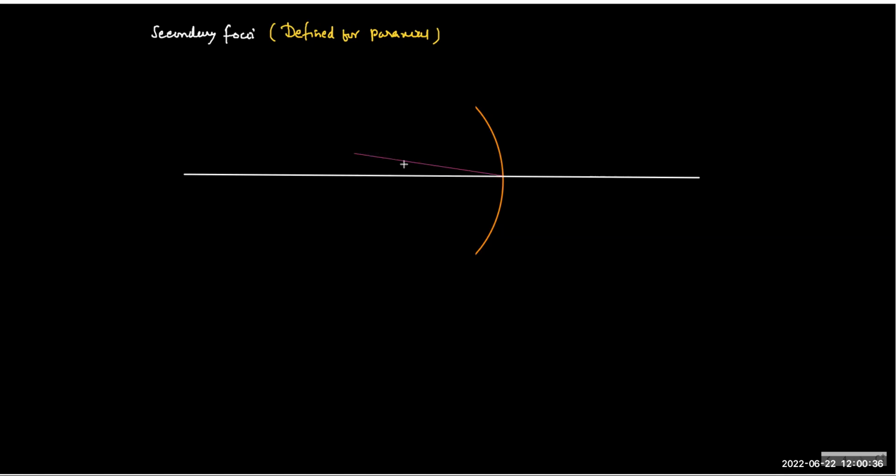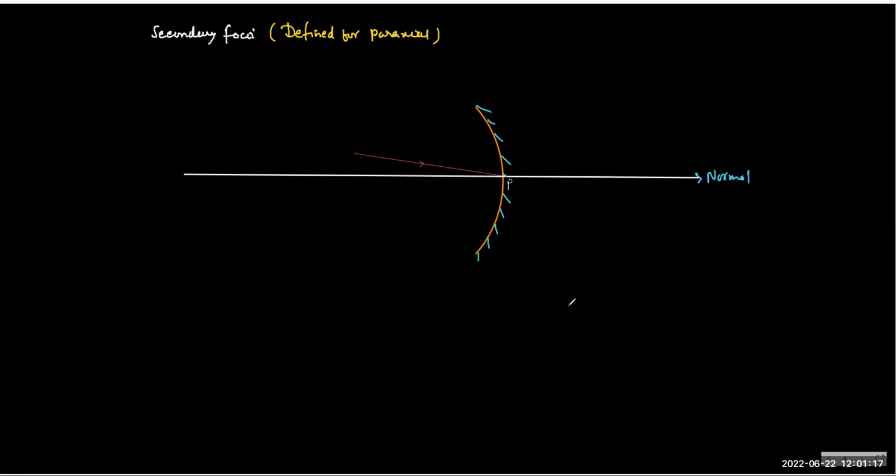A beam is a collection of rays. I am just showing you one ray, but I will show you other rays also. So if a beam is hitting the mirror at point P, the pole of the mirror, the principal axis itself is normal, isn't it? It's normal. I hope you understand this part.